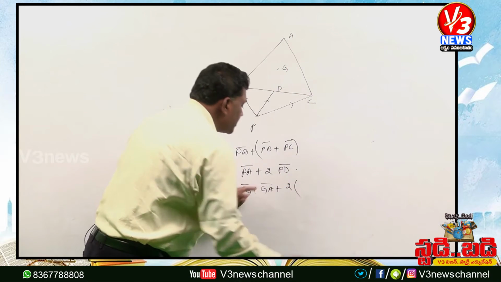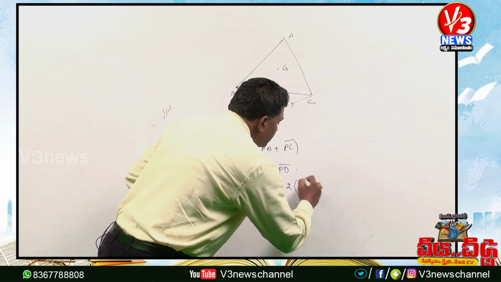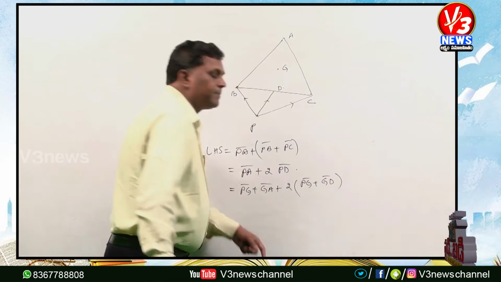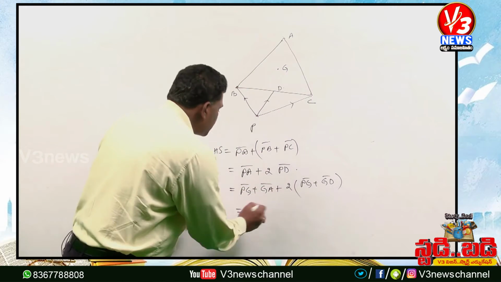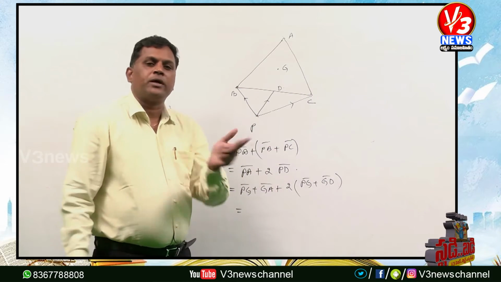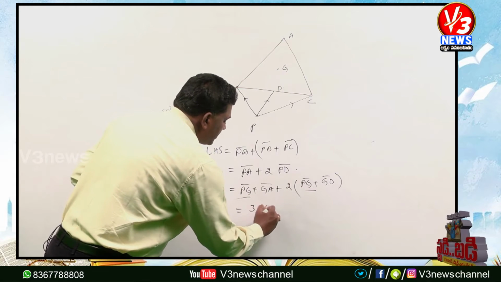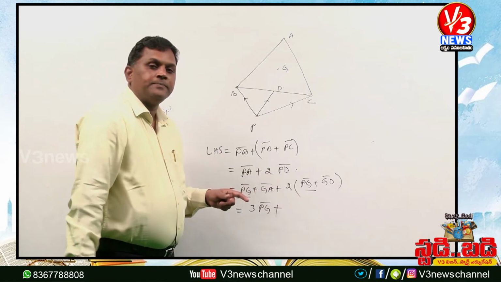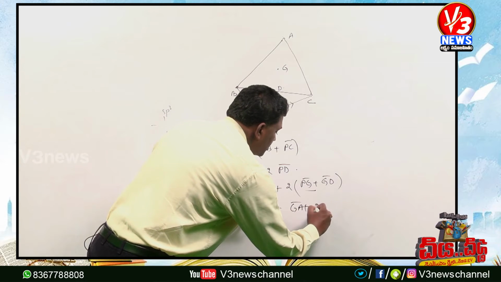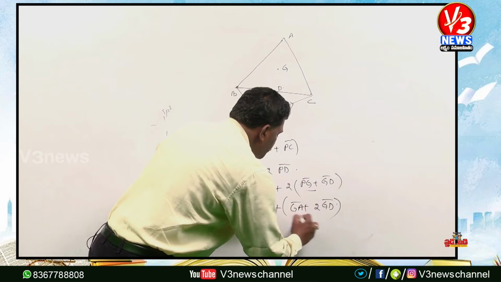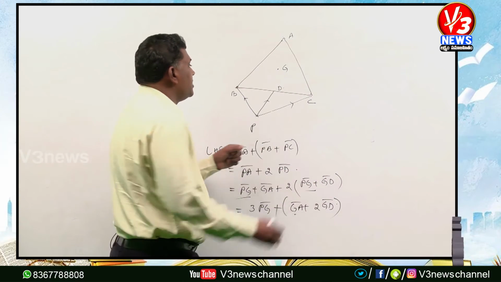Plus twice, the same logic applies to this case also, PD bar is written as PG bar plus GD bar. Are you understanding the logic of this one? So every vector I am writing in terms of G, that is all. So PG bar, twice PG bar, thrice PG bar will be coming here. Now, GA bar plus twice GD bar, observe these two vectors. GA bar, twice GD bar.